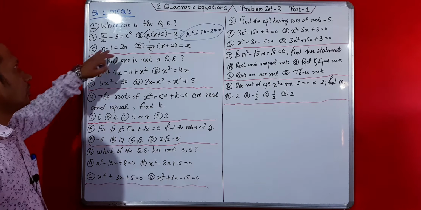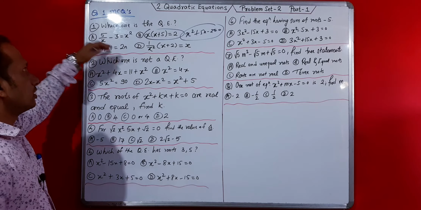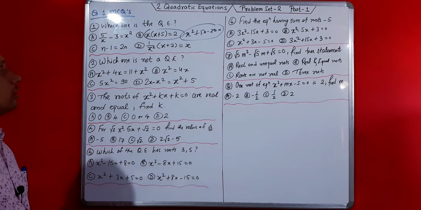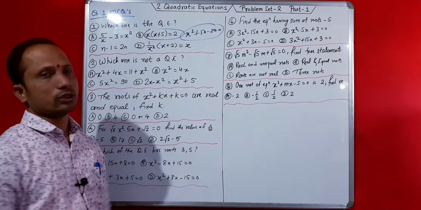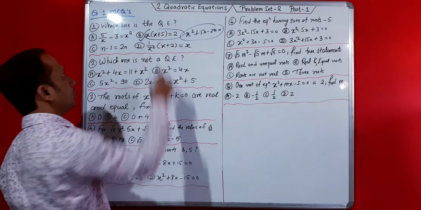N minus 1 is equal to n. It is not a quadratic equation, it is a linear equation. 1 upon x square, if I multiply by x square, then I will get x cube. So it is not a quadratic equation. So this second is the quadratic equation.